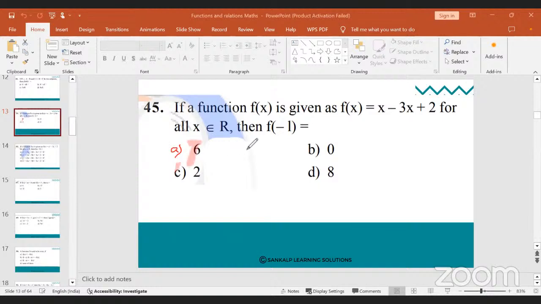Substitute. It's a very direct question. It is f of x. Instead of x, you have to substitute minus 1 in the given equation. What is the answer? Quick. Here also it is misprinted. It is x square minus 3x plus 2. Yes, it is minus 1 square minus 3 into minus 1 plus 2. What is the answer?